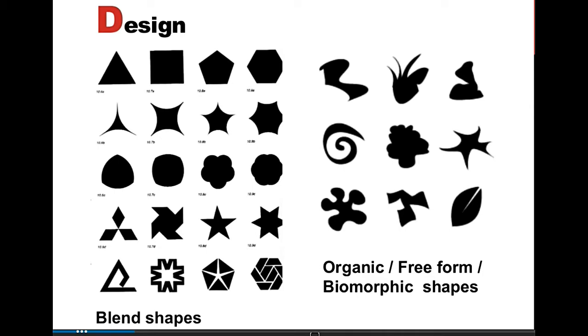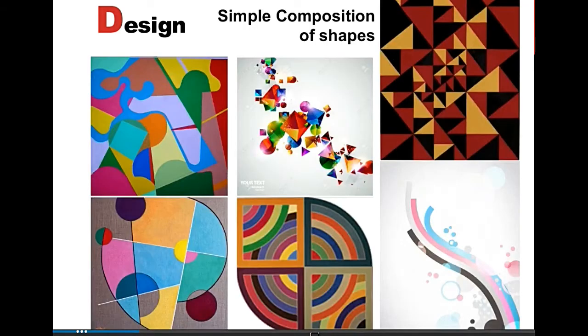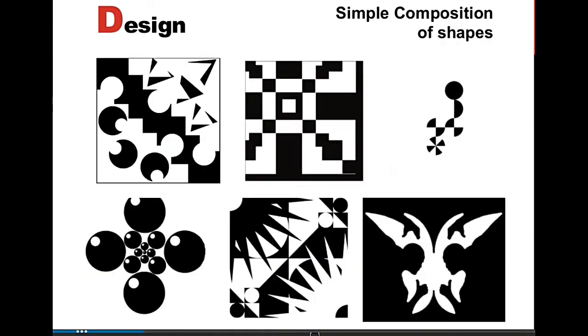Here are some blended shapes you can use as patterns for your design. Here are some simple compositions. In designing, you should have a very creative mind. Like this one, a simple composition of shapes from positive to negative images. You can use negative images and turn them into positive images, so you can create some kind of illusion, even though in this pattern we are using black and white.